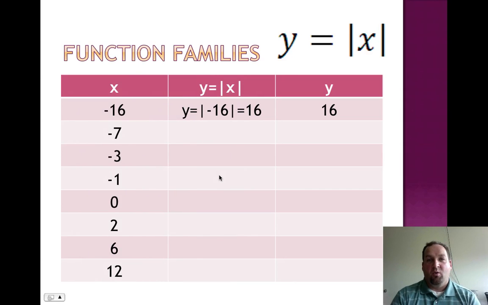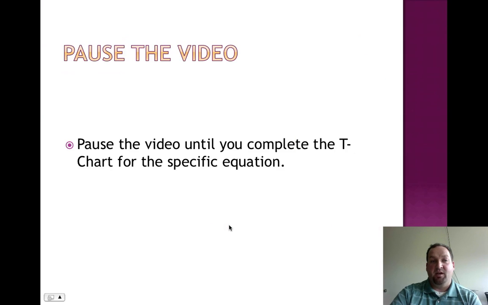Last parent function, y equals the absolute value of x. Absolute value is defined as the distance away from 0. So in this case, how far is -16 away from 0? Well, it's 16 jumps. So put in a -16, get out a +16. A lot of kids remember that with absolute value, you just get rid of the negative and it's always the positive answer. So set up your t-chart, pause the video, and complete the t-chart for this specific equation, y equals the absolute value of x.